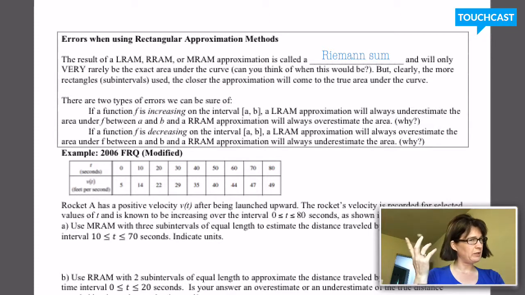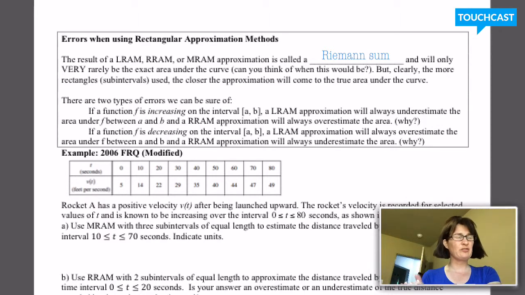So can you think about when it would be exact? When would using rectangles to find the area under a curve give an exact answer? But just notice that the same way that we've been able to sometimes tell whether our answers are going to be too high or too low when we approximate, we can tell sometimes whether our Riemann sum is going to give us an answer that's too high or too low. So remember this picture?